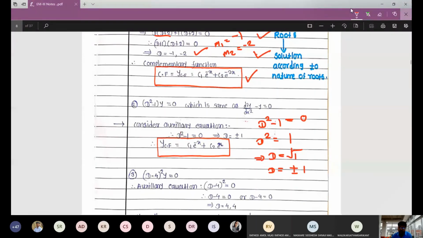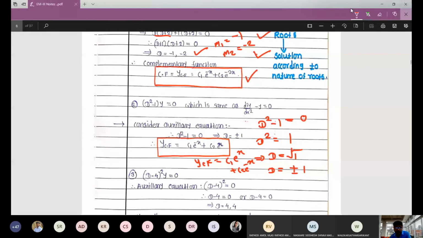You may have a question, sir, what if you change the position? If I write the solution y_CF = c1 e^x + c2 e^(-x), while here I have written e^(-x) first and e^x second, then will it be a solution? Yes. It doesn't matter whether you write e^x first and then e^(-x). Position will not matter because it is going to satisfy the given differential equation. So don't worry about that. It doesn't matter whether you consider 1 as the first root and -1 as the second root, or vice versa.